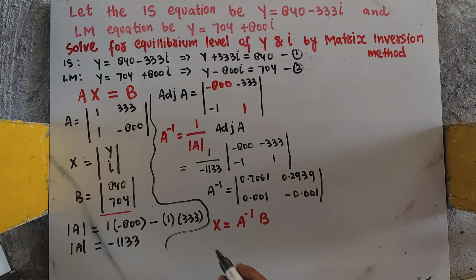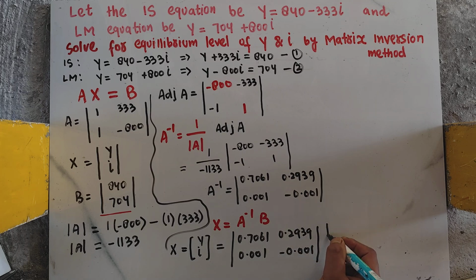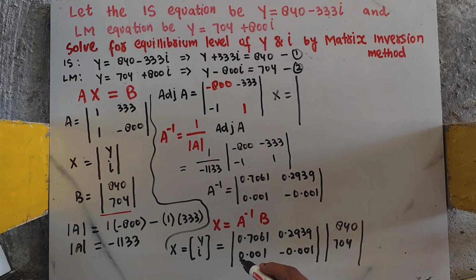So we know that x is equal to the vector of y and i, the solution vector, which will be equal to A inverse, which is 0.7061, 0.001, 0.2939, and negative 0.001. To this we multiply the vector of constant terms, which is 840, 704. Now we need to do the matrix multiplication.